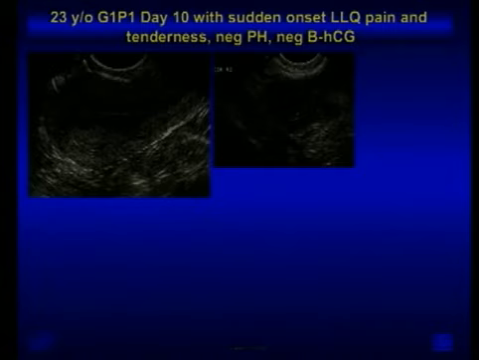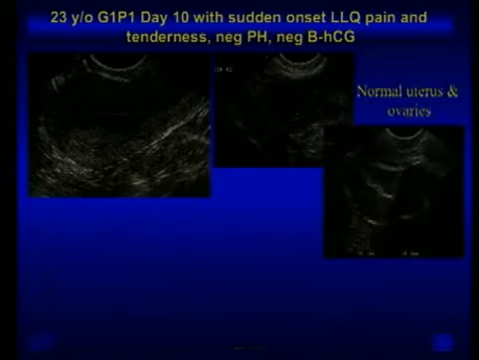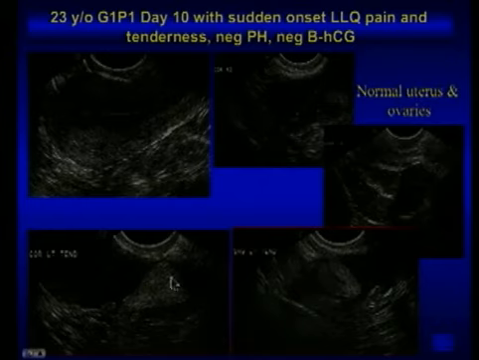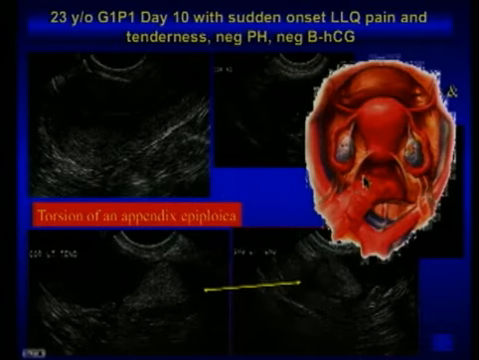An unusual case, normal tube and ovaries in this patient with pain, except we saw this tender mass. I had no idea what the mass was. I knew it was fatty. When they operated, this patient had a torsion of the appendix epiploica, these fatty masses on sigmoid colon.